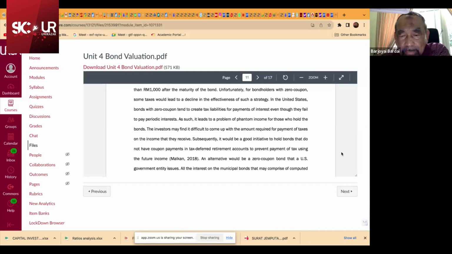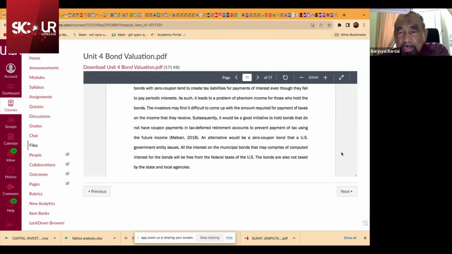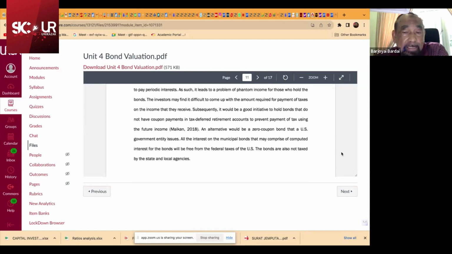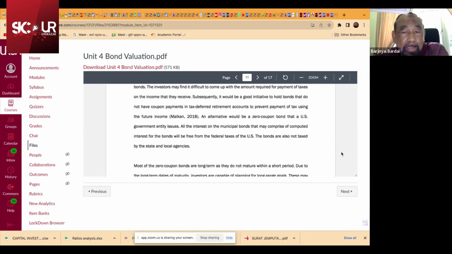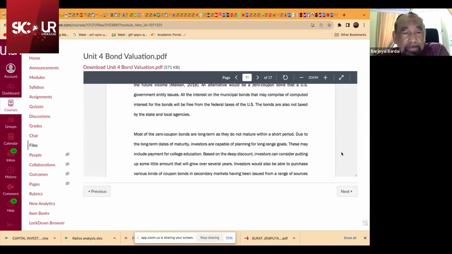As an alternative, a zero coupon bond that a US government entity issues, and the interest on the principal bond that may comprise the computed interest of the bond, will be free from federal taxes, and the bonds are not taxed by the state and the local agency.